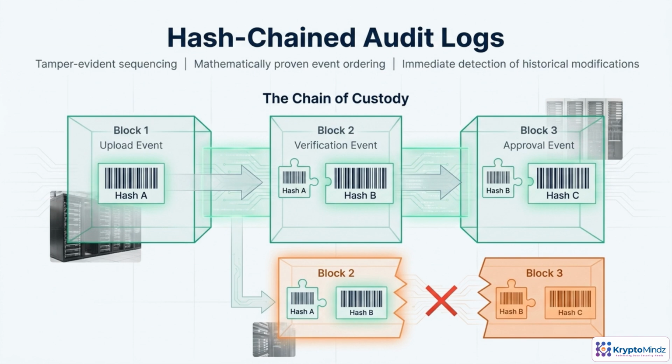Hash-chained audit logs treat every important action as a block: upload, verification, approval, and so on. Each block stores a hash of its own contents plus the hash of the previous block. That simple trick gives you three things: a mathematically provable ordering of events, immediate detection of any historical change, and a clear chain of custody. If an attacker alters an old record, its hash changes and breaks the chain, so you can prove exactly which version is authentic.